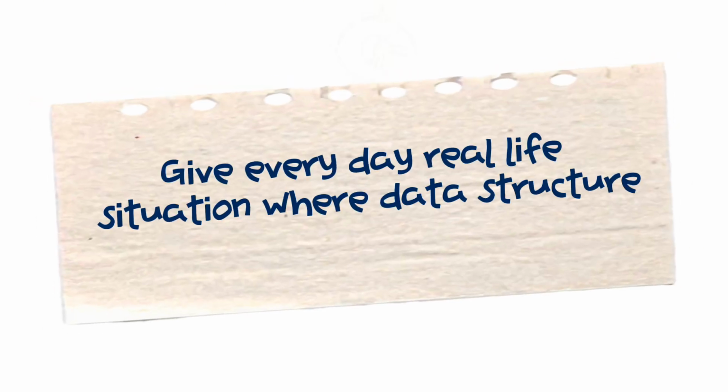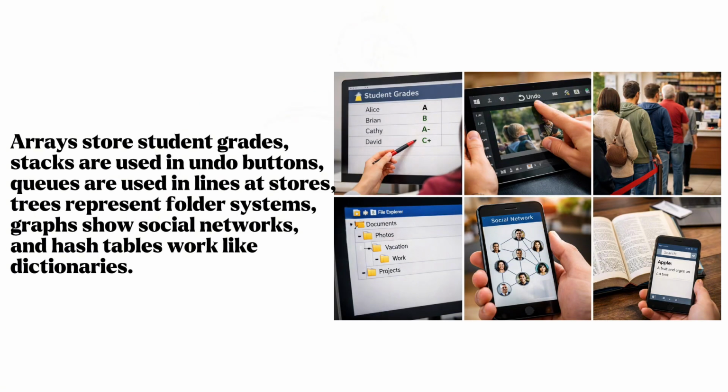Give everyday real-life situations where data structures are used. Arrays store students' grades. Stacks are used in undo buttons. Queues are used in lines at stores. Trees represent folder systems. Graphs show social networks. And hash tables work like dictionaries.